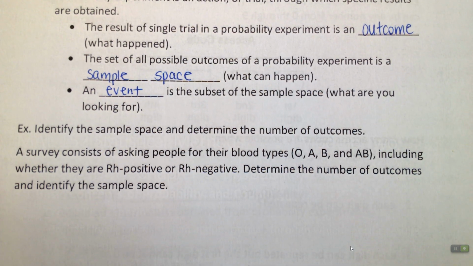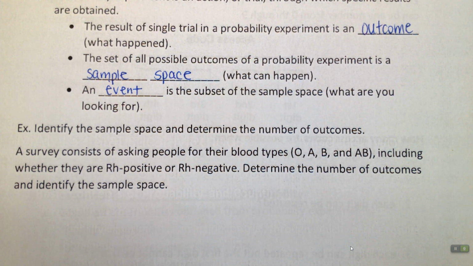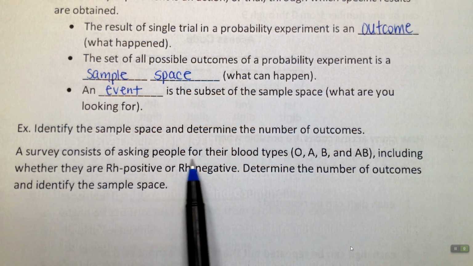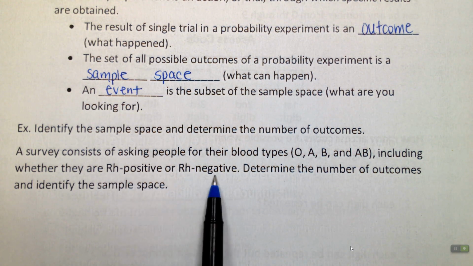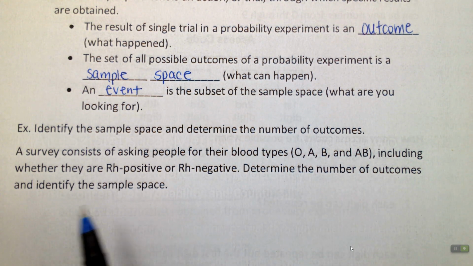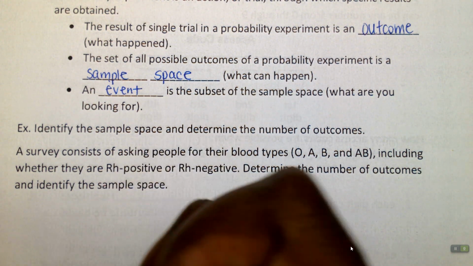Alright, so we're going to identify the sample space and determine the number of outcomes. A survey consists of asking people for their blood types, O, A, B, and AB, including whether their Rh is positive or negative. Determine the number of outcomes and identify the sample space. So we're going to first do what we call a tree diagram. The tree diagram will always put together your possibilities so you can see them all together. Many times you won't need to do this, but depending on the way you're calculating your answers, this is a good way to do it.